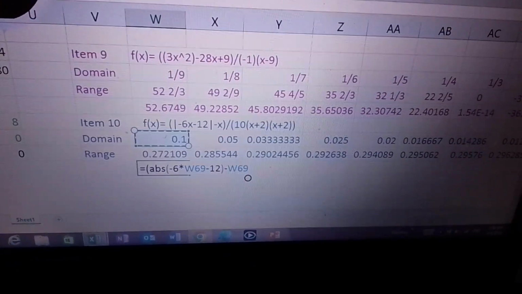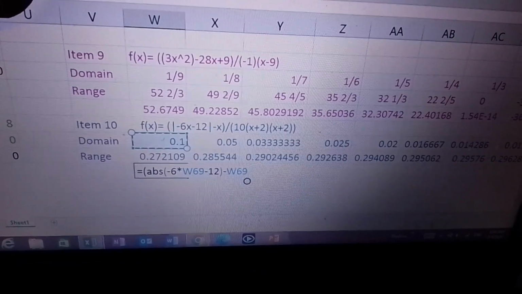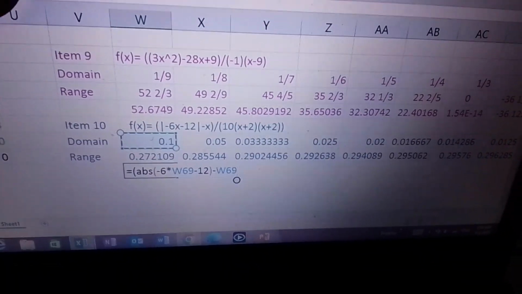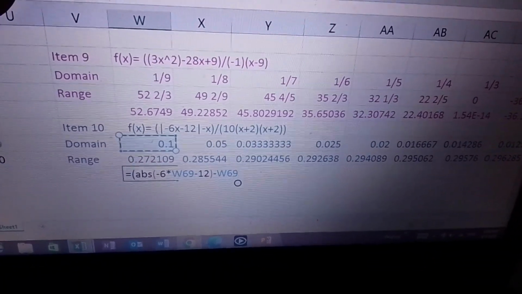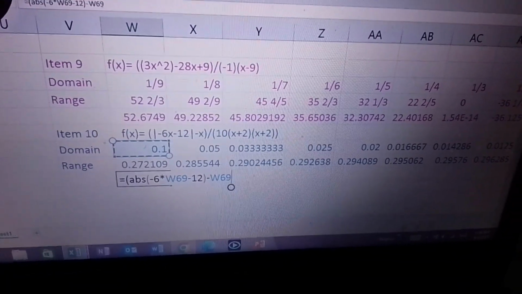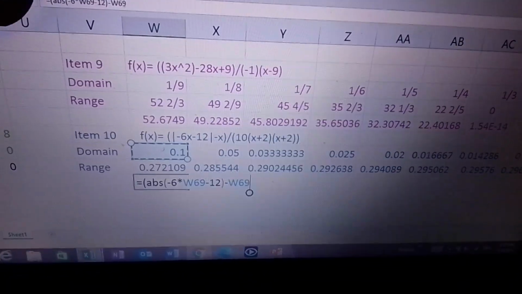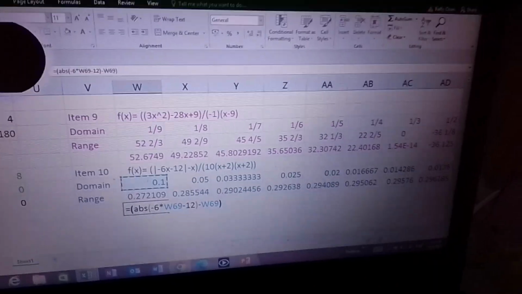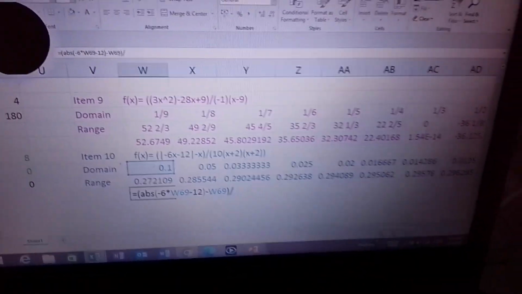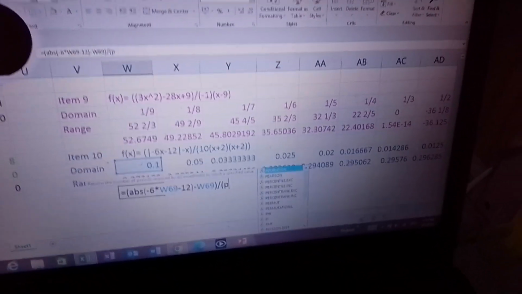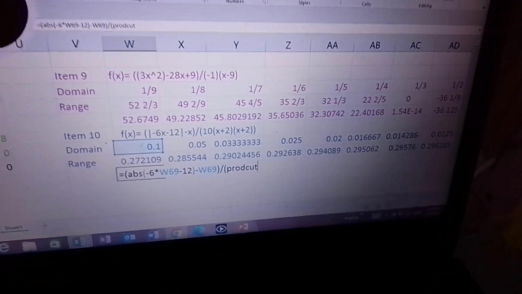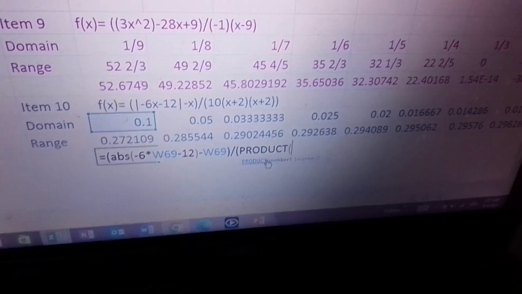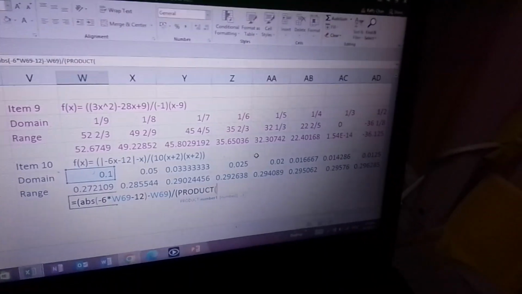Can you follow the absolute value? So we're doing the absolute value first: 6 times W69 minus 12 minus the cell that you want. All divided by the reference, which is the product. You can just type the product. Click on this cell, the product. Do you see this? The product of 10.